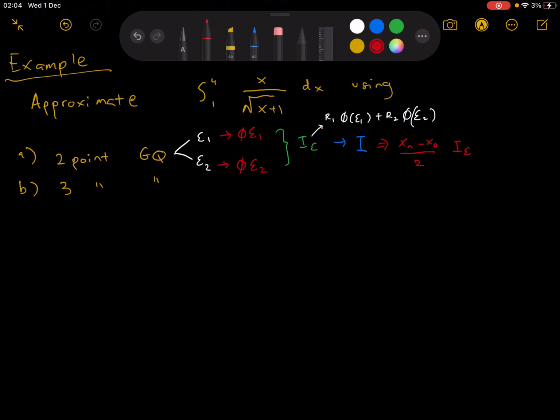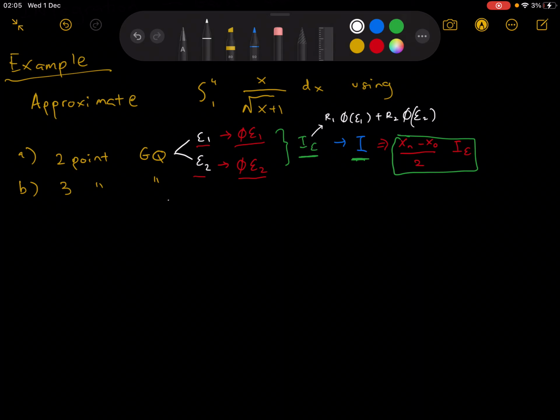For 2 point Gauss quadrature, we know that we will have Zeta 1 and Zeta 2. From the zeta 1 and zeta 2, we can find the phi zeta 1 and phi zeta 2. And once we got the phi zeta 1 and phi zeta 2, we can straight away find the I zeta. And from the I zeta, we can find I, whereby I is actually xn minus xo over 2 multiplied by I zeta. So that is for 2 point.